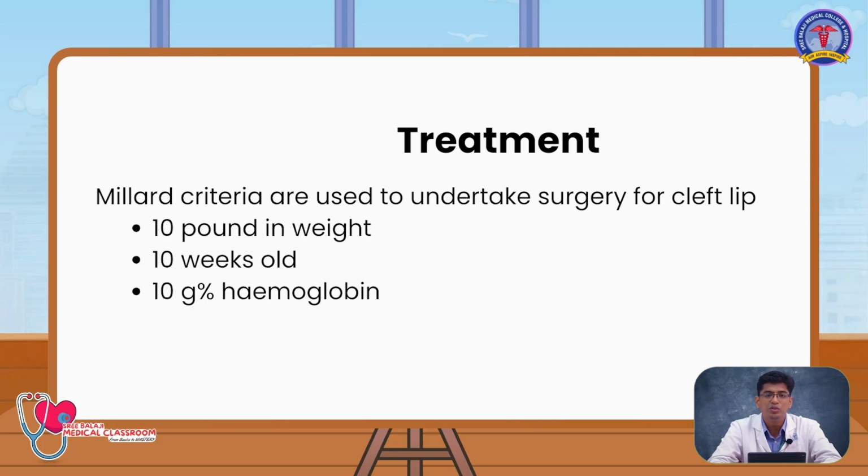Let us see the management of cleft lip. Millard criteria is used to assess whether the child can be taken up for surgery or not. The criteria involves 3 points. The baby has to be 10 pounds in weight, it has to be at least 10 weeks old after birth, and the hemoglobin should be at least 10 gram percent.